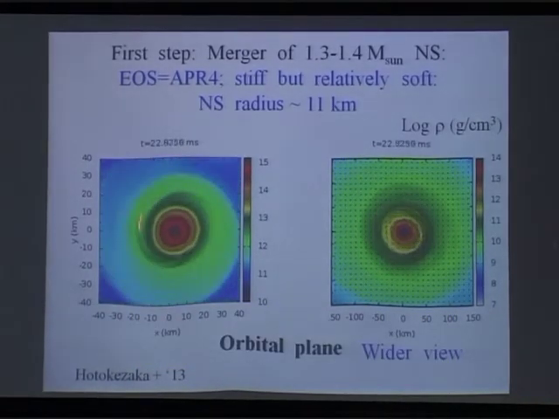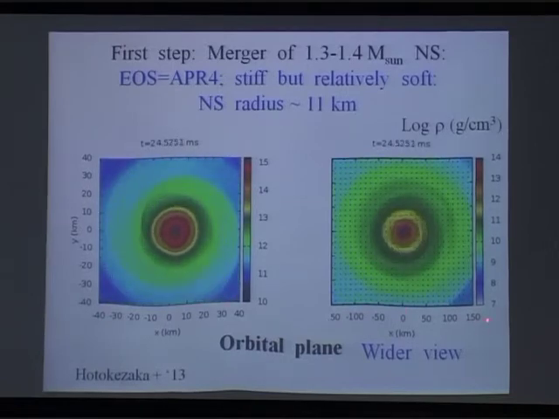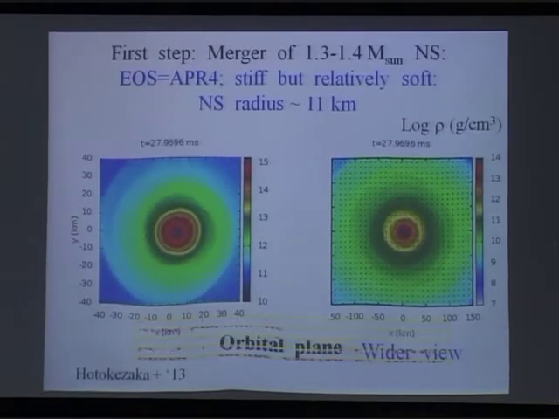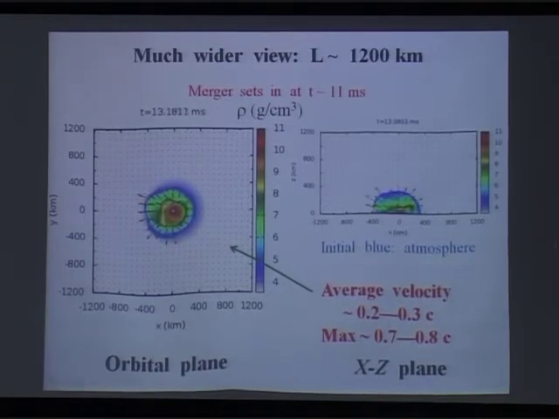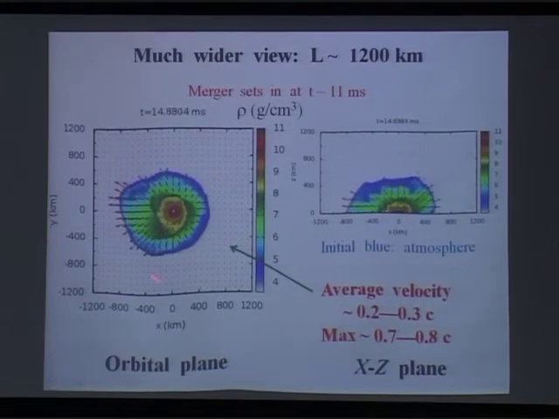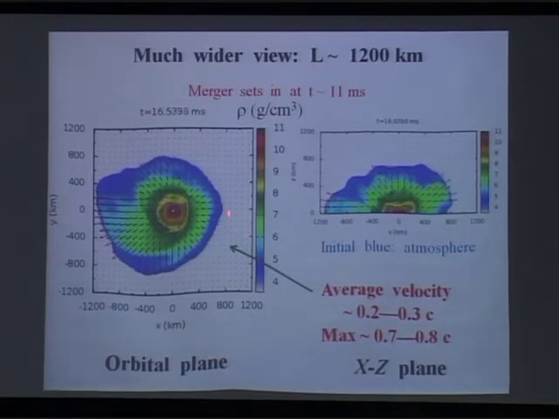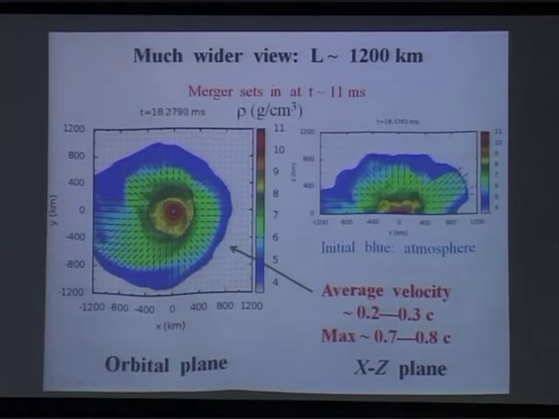This is an animation for a very small region. For this case, the radius is at most 150 kilometers. The next one is an animation for a wider view. In this case, the radius is about 1,000 kilometers. For this animation, the merger happens at about 11 milliseconds. So the merger occurs, and then mass ejection happens. You can see this is the equatorial plane, and this is the XZ plane. You can see that the mass ejection occurs in a fairly spherical manner.